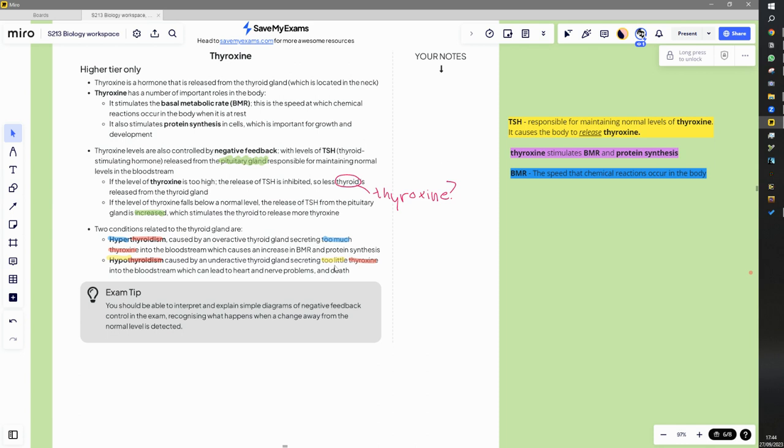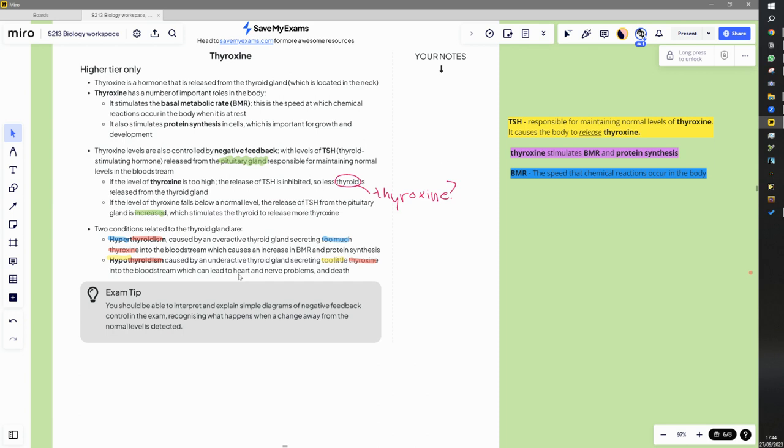Hypothyroidism, too little thyroxine in the blood. And this does say it can lead to heart and nerve problems and death. Now, this heart and nerve problems is probably going to be something you'll want to remember, because it's a classic kind of exam question. What is hypothyroidism, and what issues could it lead to?